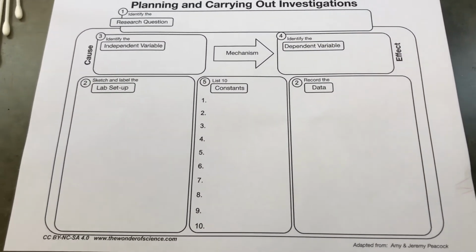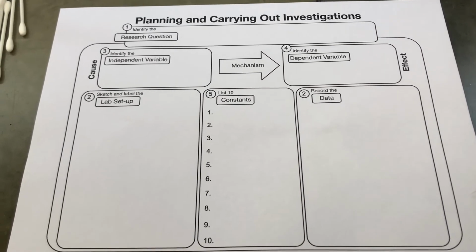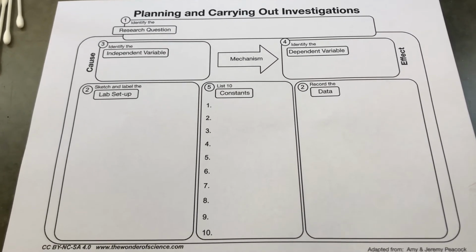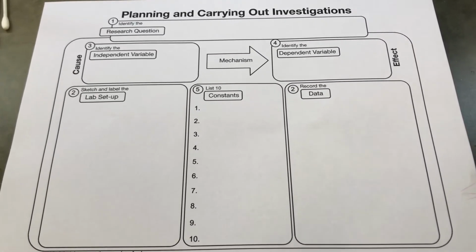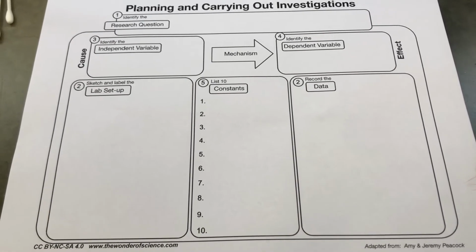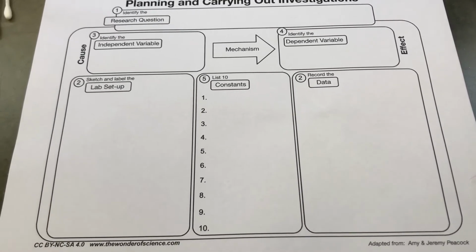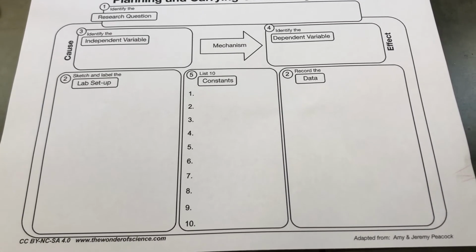Okay, you're going to have to think about the question that you're going to work on for this experiment. You need to think about the variables that you're going to have to change, and you're going to have to think about the variable that you're going to measure. You can design your lab setup here where it says number 2, and you need to think of 10 things that you can keep constant.